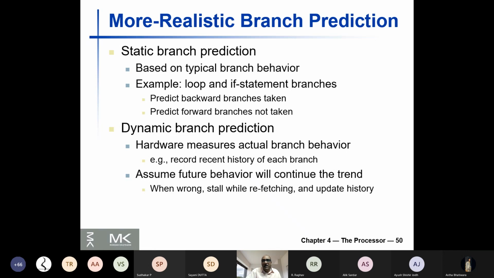If it is taken, then the address has to be provided. So this is dynamic branch prediction. We'll see the details of static and dynamic branch prediction later in a more detailed way. This is just to introduce how we avoid the penalty due to branch instructions.